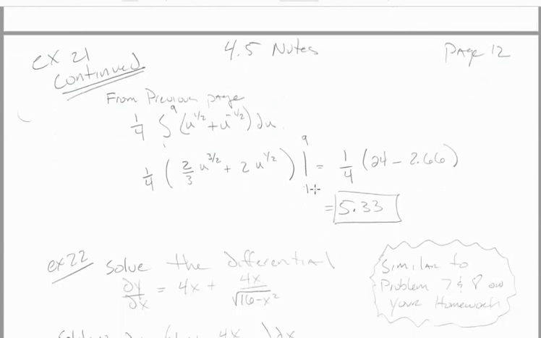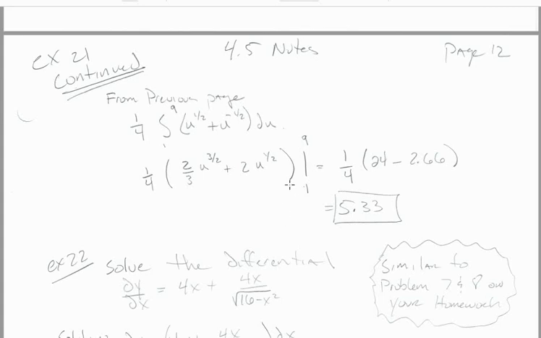Now we just do the antiderivative of each of those terms and evaluate from 1 to 9. We have 1/4 times the antiderivative of u to the 1/2, which is 2/3 u to the 3/2. We've done that countless times. The antiderivative of u to the minus 1/2 is plus 2u to the 1/2. We've done that multiple times as well. Since we're still in terms of u, we evaluate from 1 to 9. Substituting 9 for both of the u's, we get 24. Substituting 1 in for both of the u's, we get minus 2.66. So we roughly get 5.3.